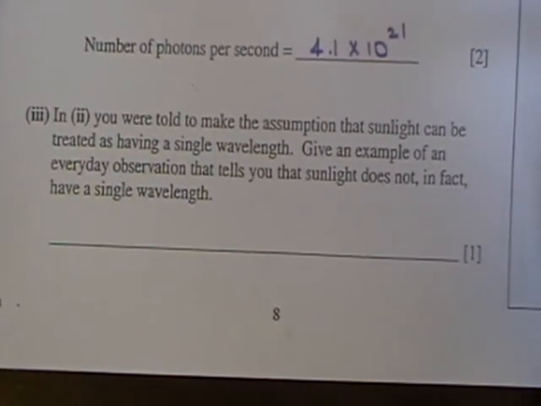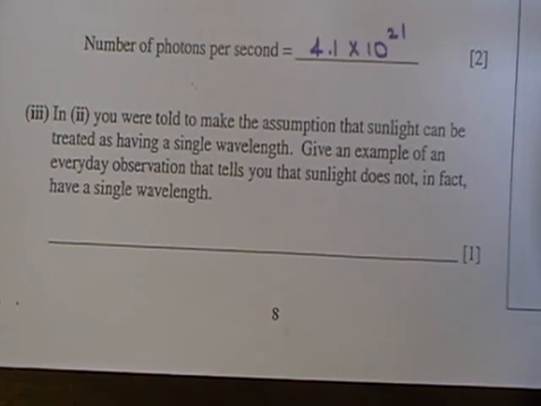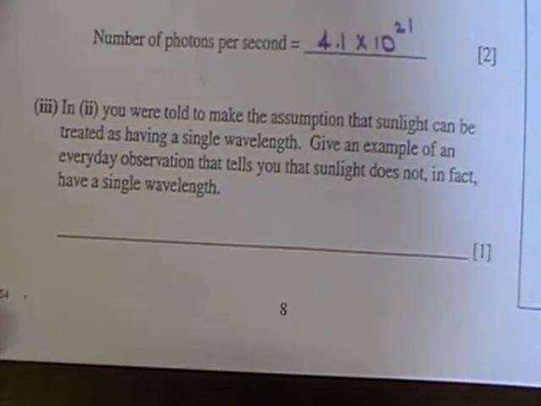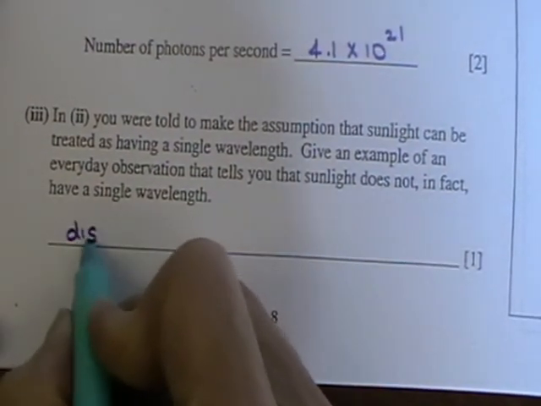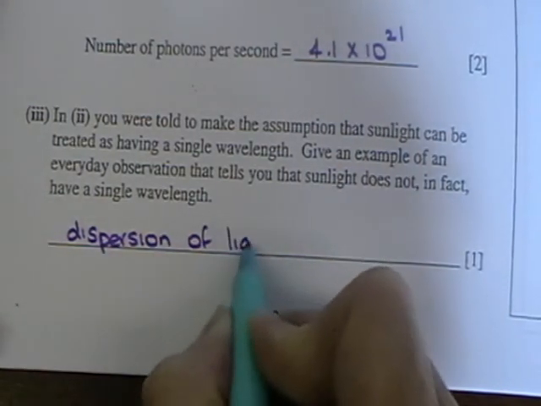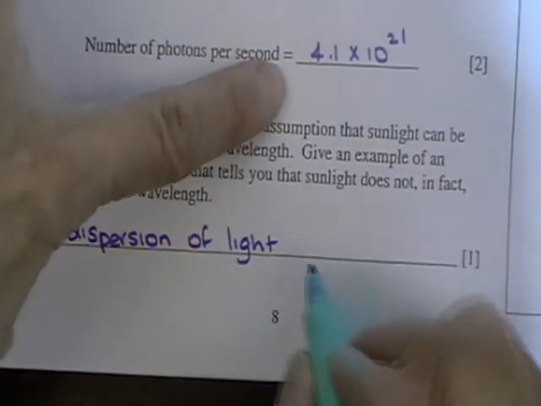Part 3. In 2, we're told to make the assumption that sunlight can be treated as having a single wavelength. Give an example of an everyday observation which tells you that sunlight does not, in fact, have a single wavelength. And that's obviously the dispersion of light. And an example of that is, of course, a rainbow.